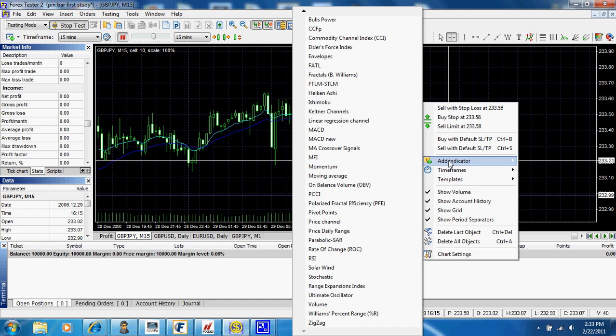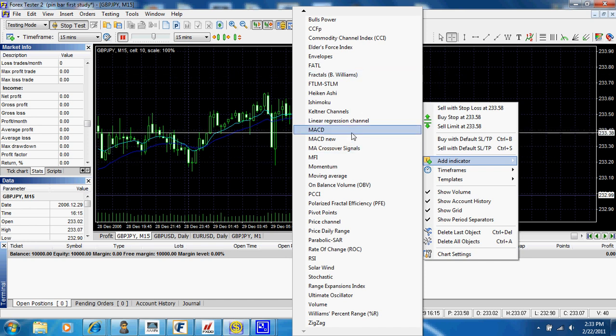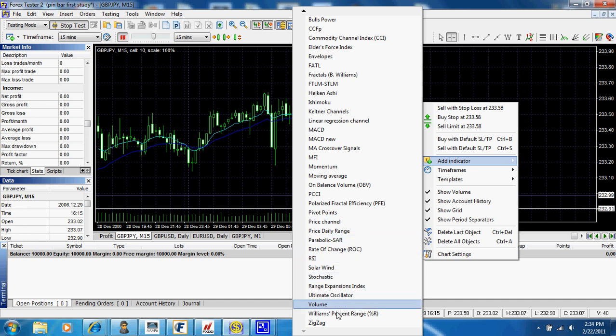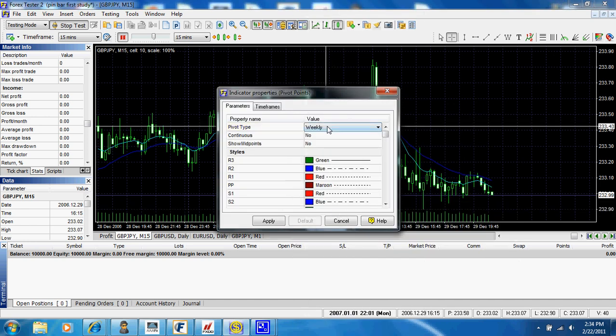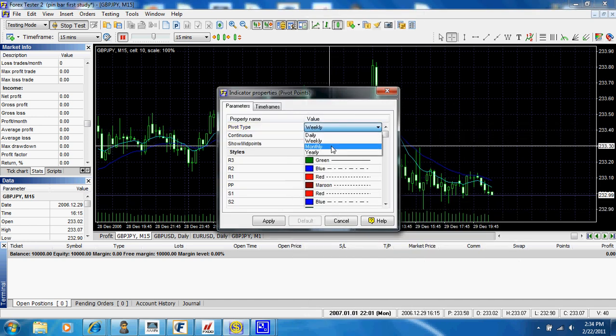You can put the MACD. We've got the CCI, the stochastics, RSI, zigzag, Williams percentage. You even have the pivots here too. And what's cool is you can put on the daily, weekly, monthly, or even the yearly. Let's put the weekly pivots on here. I'm going to click on apply.